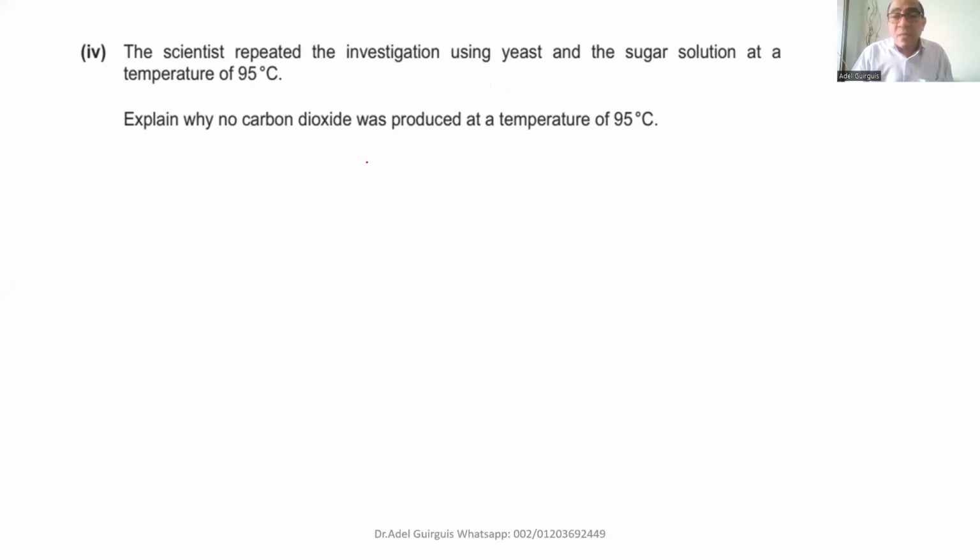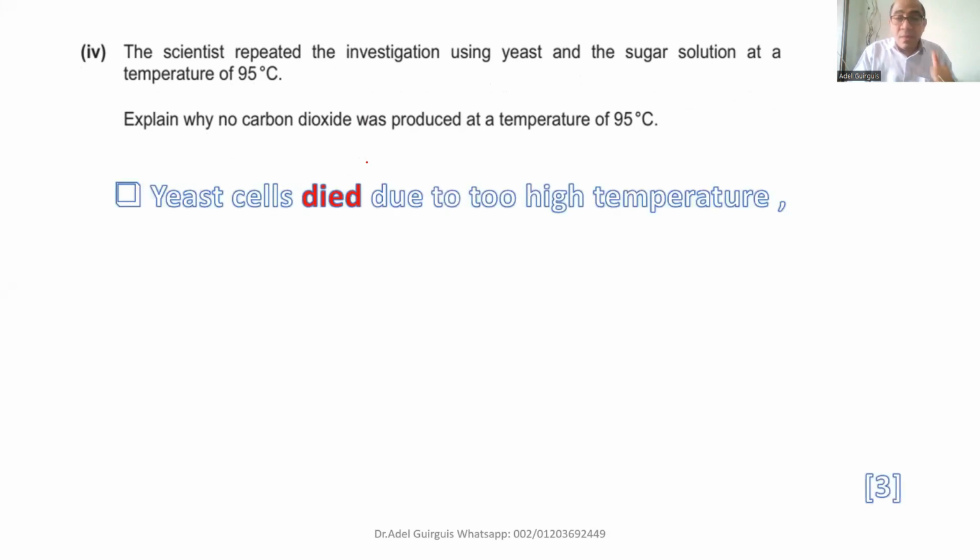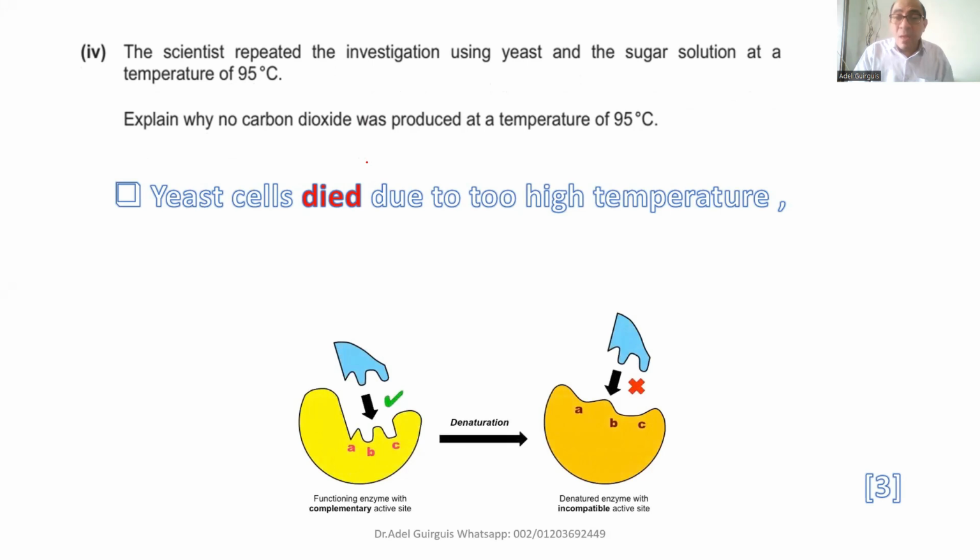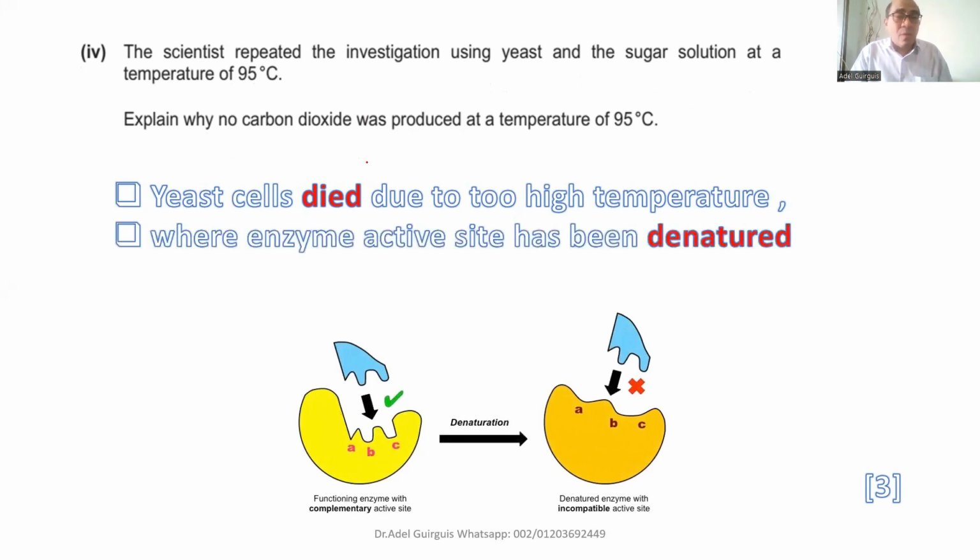The scientists repeated the investigation using yeast and the sugar solution at a temperature of 95 Celsius, near boiling. Near boiling means the yeast cells died. Explain why no carbon dioxide was produced at 95. Yeast cells died due to too high temperature. What happens to enzymes? The active sites have been denatured.